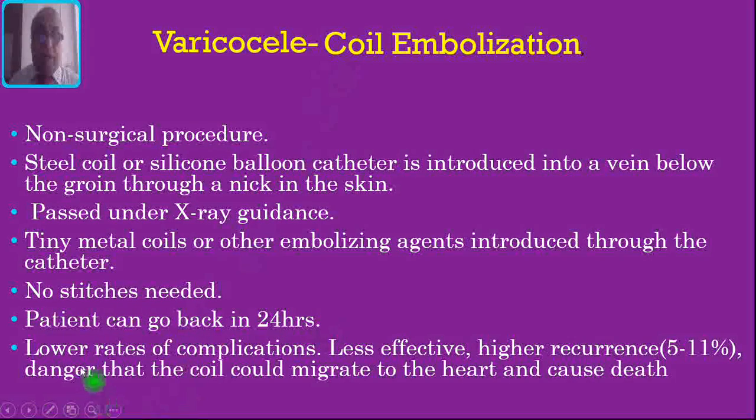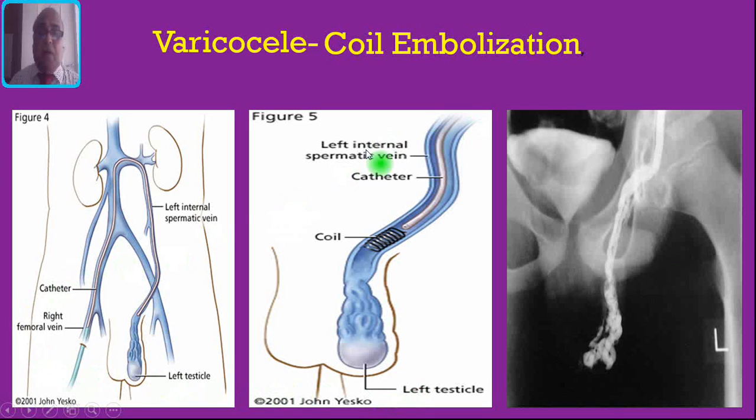This coil embolization carries low complication, but it is less effective, and there is a higher recurrence rate compared to the operative intervention, 5 to 11% recurrence. There is a danger of dislodging this coil, migrating this coil to the heart, and the patient can even go for sudden death. But fortunately, this complication is very rare. So this is the coil embolization technique. You have to put the catheter through the right superficial femoral vein. You have to go inside and enter the common iliac vein.